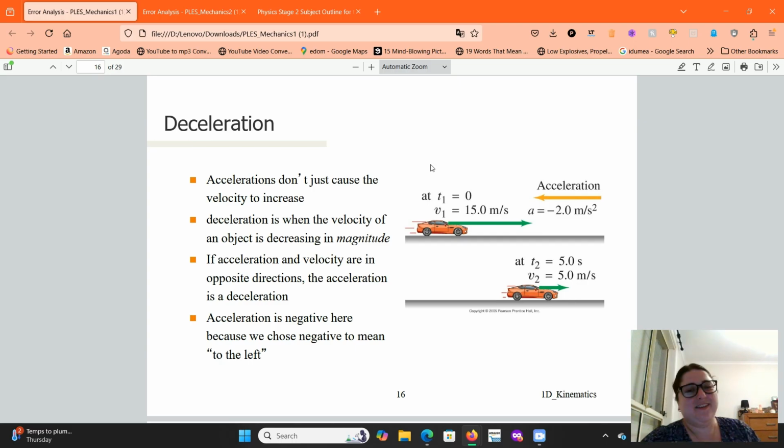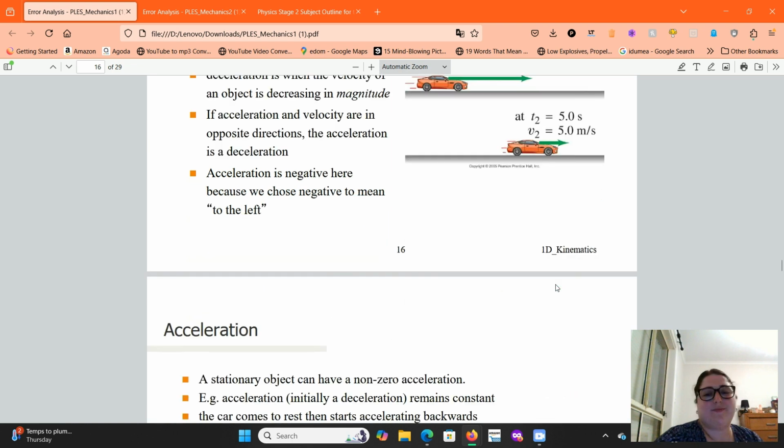Okay. So t1 is 0 and v1 is 15 meters per second, and acceleration is negative 2 meters per second squared. In 5 seconds time, we get 5 seconds later, velocity is now 5 meters per second because you slow down from the deceleration.